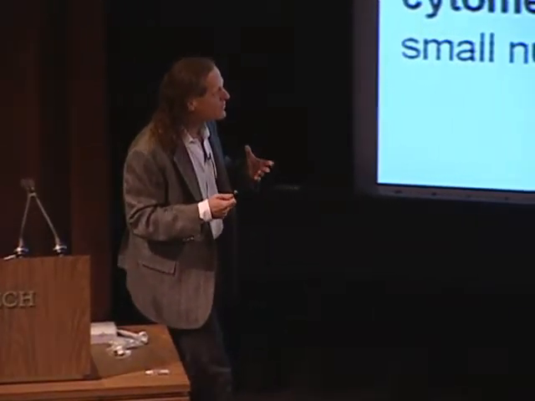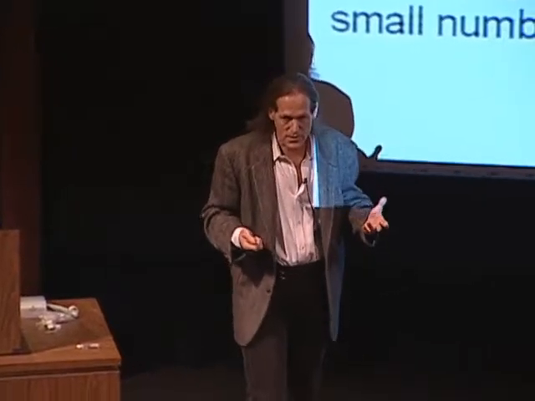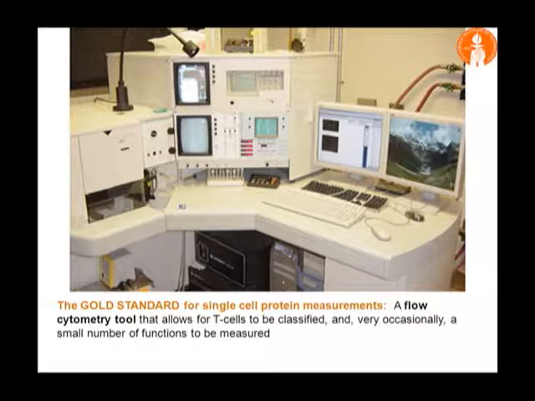And the gold standard of this is a technology that is not a casual technology. It's called flow cytometry. It doesn't really look at functional proteins. It classifies cells by membrane proteins, more or less. Very occasionally, it'll look at a small number of functions. But this is the beast that is typically used.